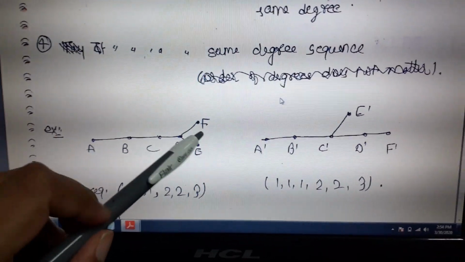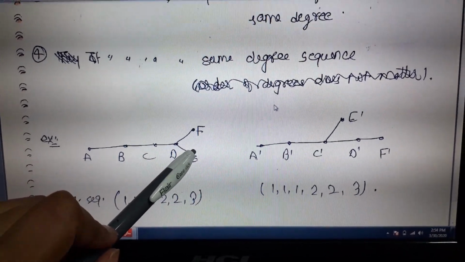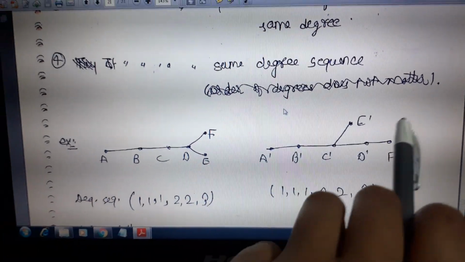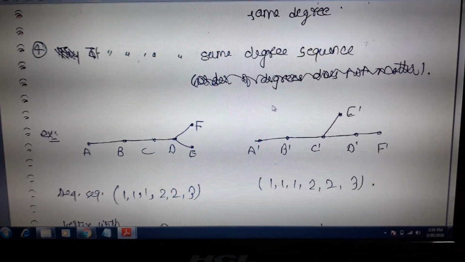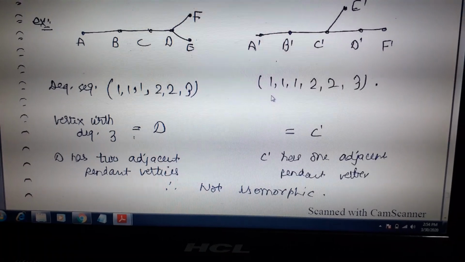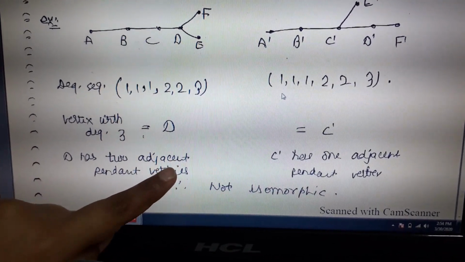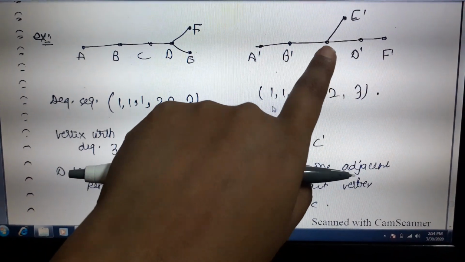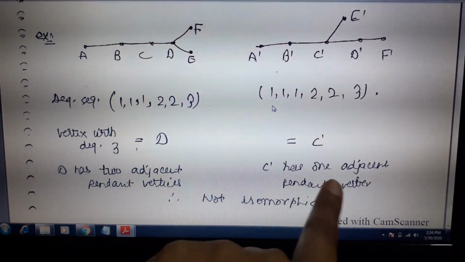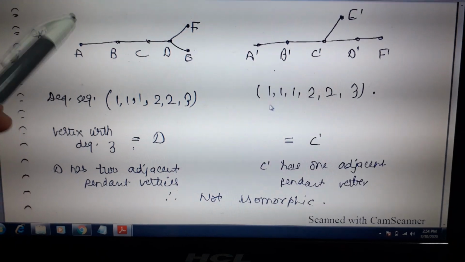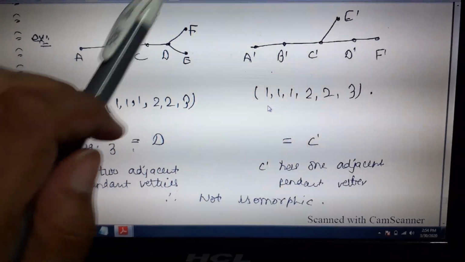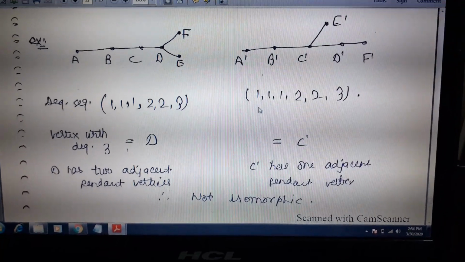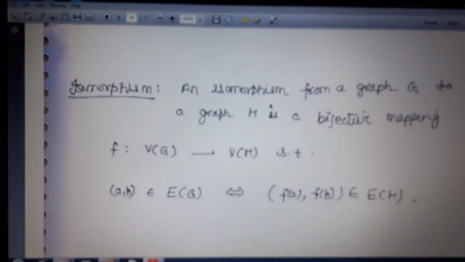Like here, it has 2 pendant vertices, vertices with degree 1, these two are the pendant vertices, but here you have only one pendant vertex. D has 2 adjacent pendant vertices here, right? But here the C has only one pendant vertex. Here you have a vertex which has 2 pendant vertices, but here you do not have a vertex which has 2 pendant vertices. Hence, these graphs are not isomorphic.